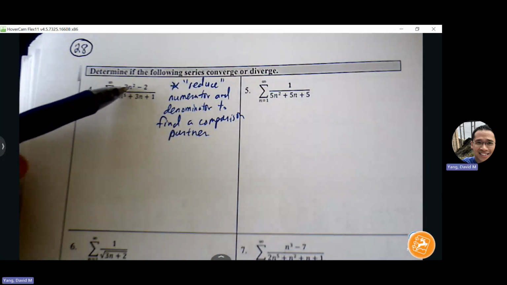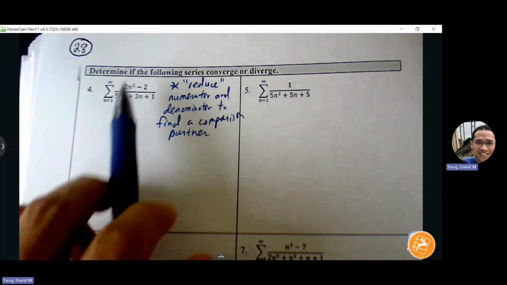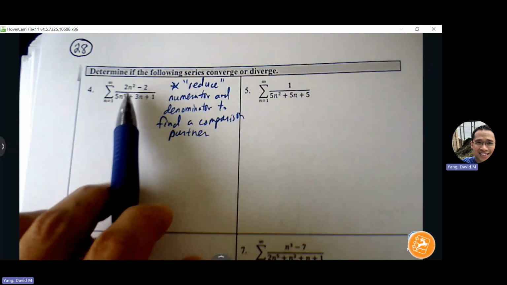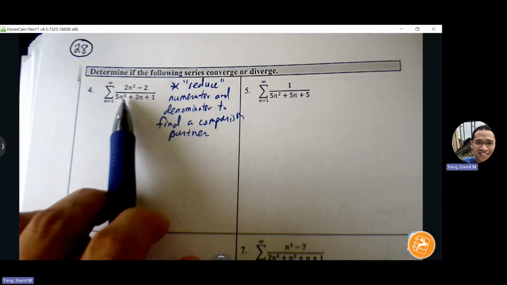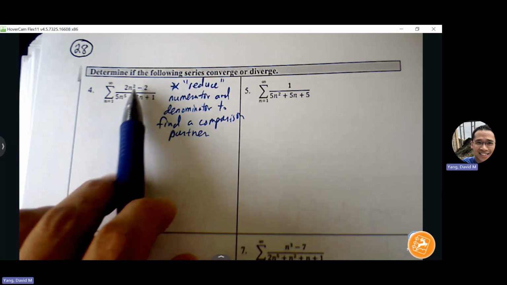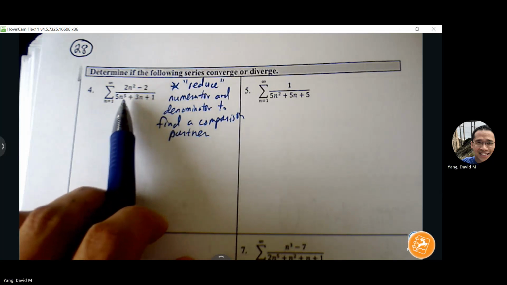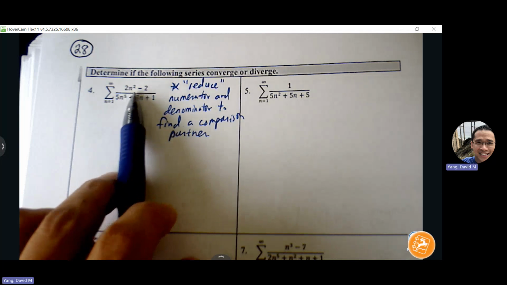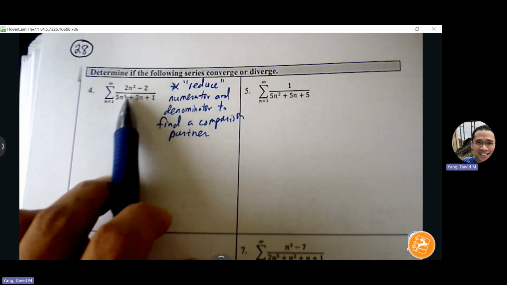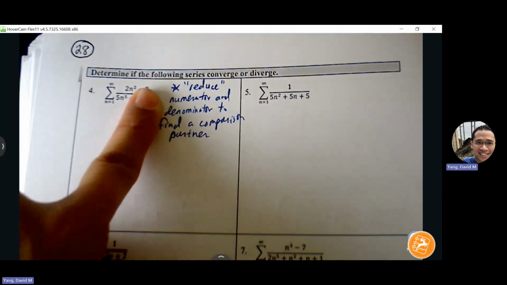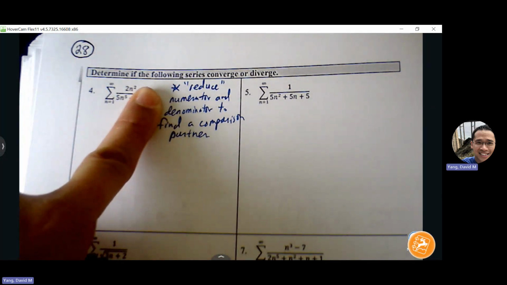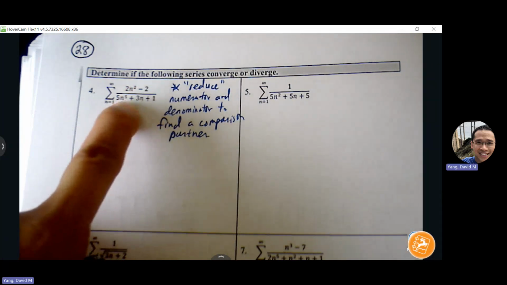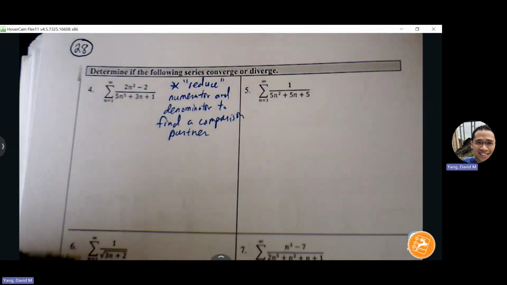So if I were to strip away, if I just focus my attention on just the highest degrees, n squared and n cubed, what's the difference between them? If I cancel out the n's, I'm just left with a difference of what? 1 over n to the third power, right? So whatever the difference is, that's going to be a good comparison partner for us to deal with here.